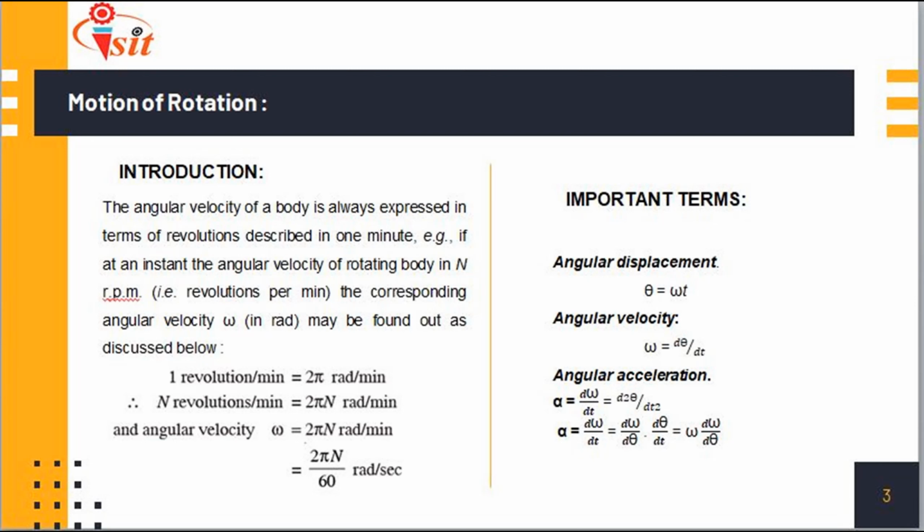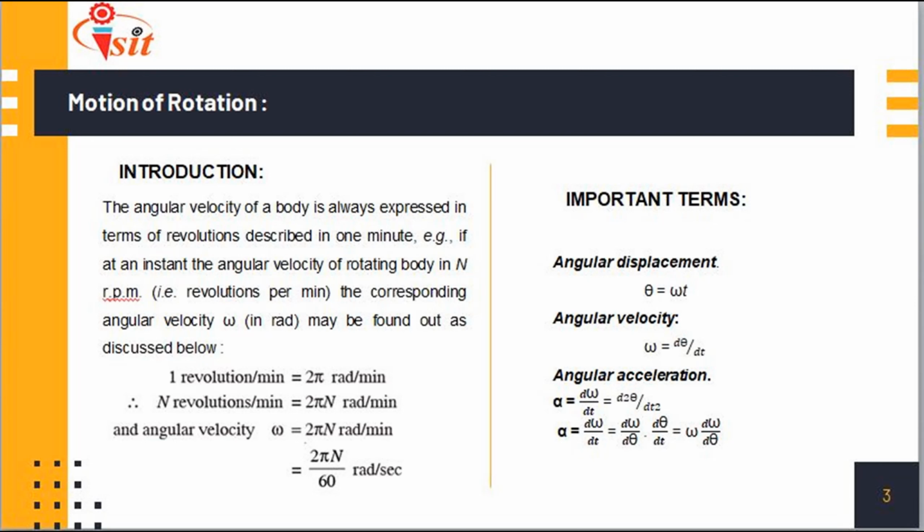Number 2, angular velocity. It is the rate of change of angular displacement of a body and is expressed in rpm, that is revolutions per minute, or in radian per second. It is usually denoted by omega. Mathematically, omega is equal to d theta upon dt.